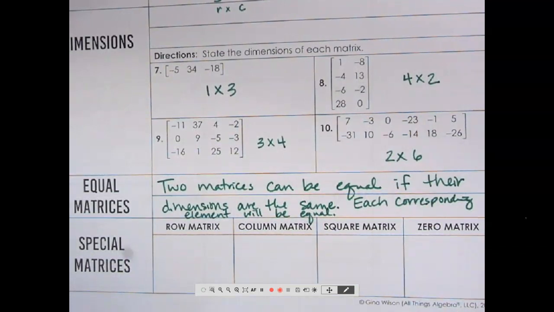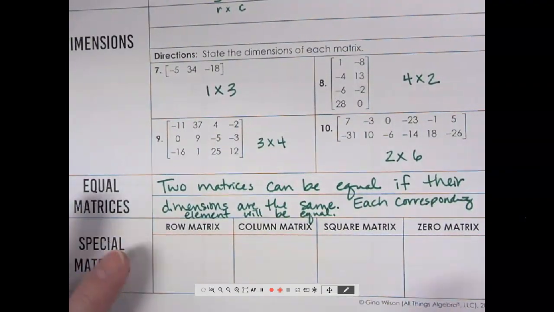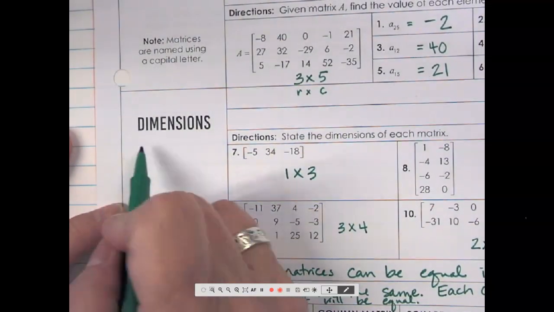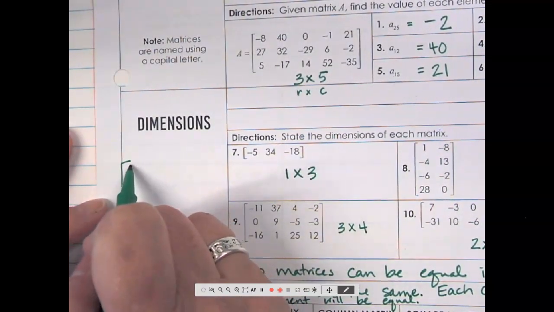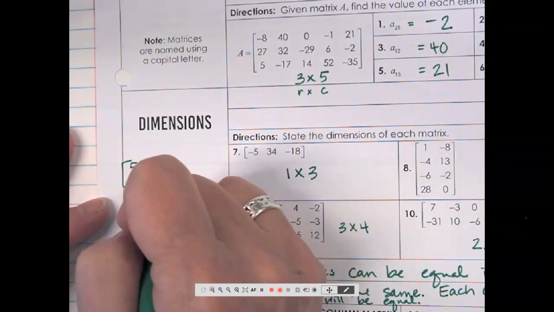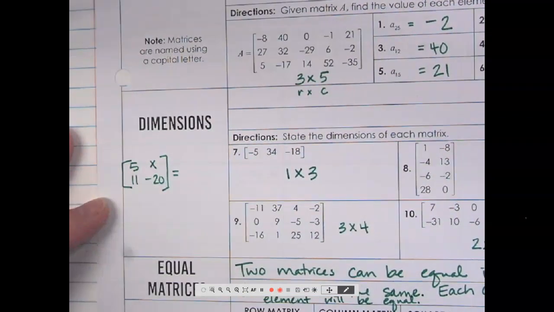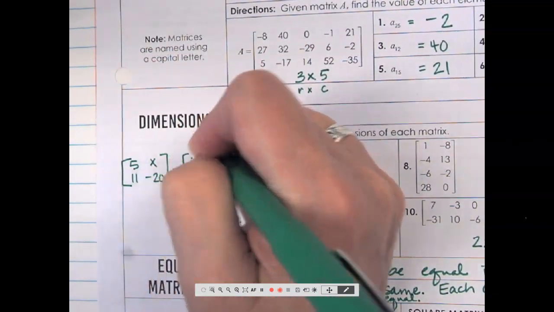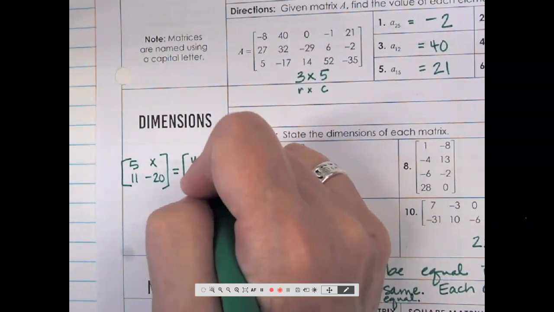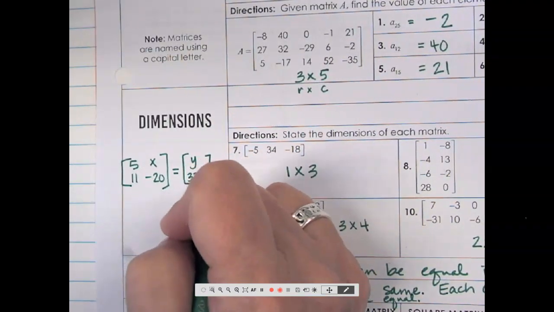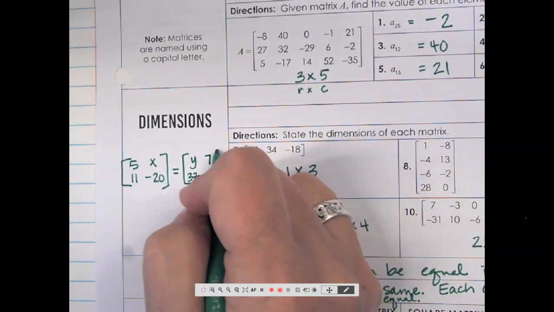See what I mean by that. I don't have one on the next page, so let's just make one up out here. Let's say that I had this 2 by 2, 5x, 11, negative 20. Since it's a 2 by 2, it could only be equal to another 2 by 2. And let's say that I had y there, 7 there, 3z there, and just a negative 20 there.